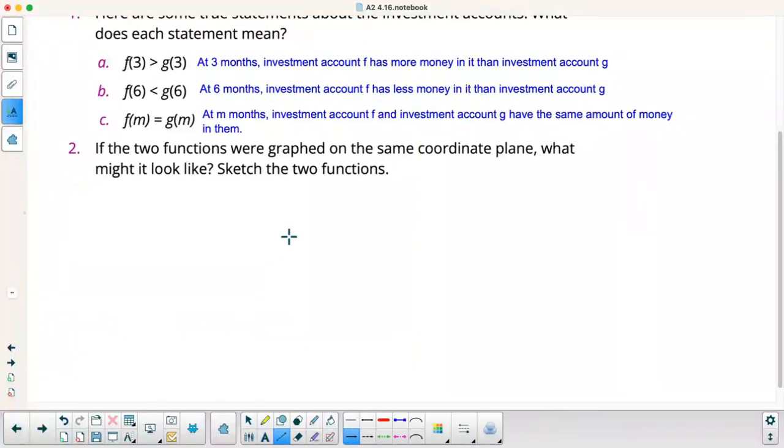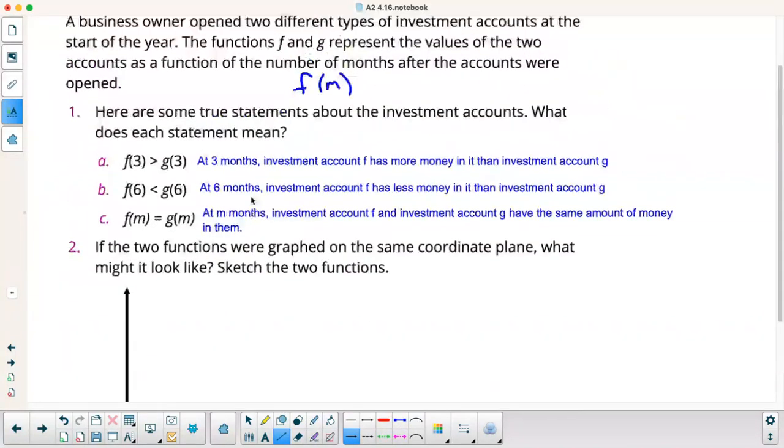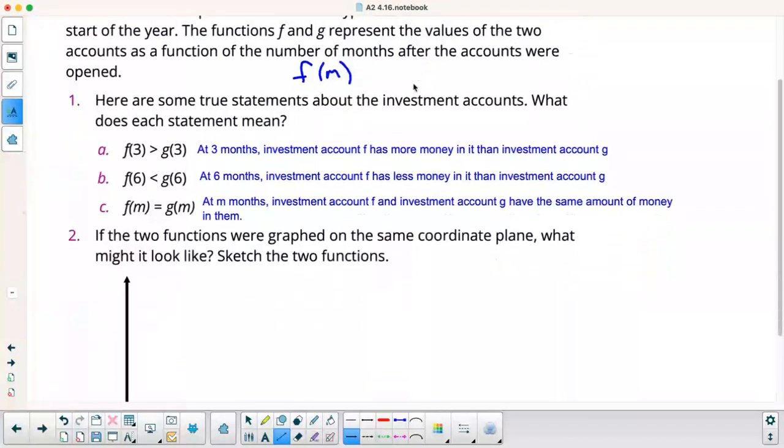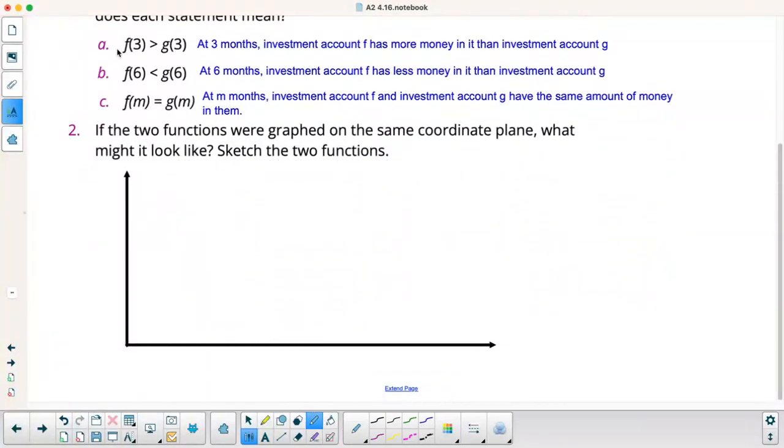Okay, so let's see if I can draw a rough sketch. So these are my axes here. They're both exponential growth, I think. It doesn't say that they're exponential, but I would assume it's exponential because it's an investment. So F starts out greater, and then all of a sudden G becomes greater. So they're going to have to cross at some point.